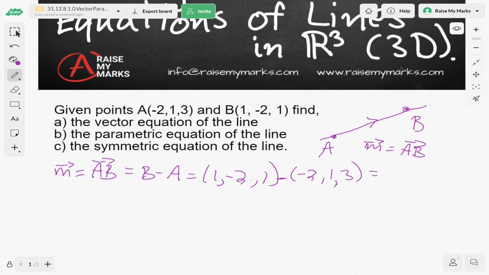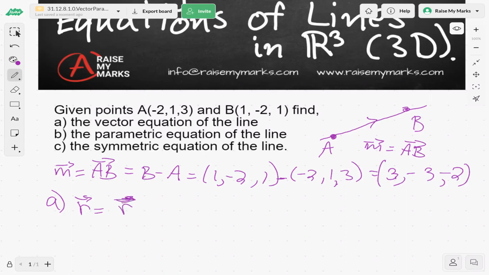Let's take this difference. So 1 minus -2 is 3. -2 minus 1 is -3. 1 minus 3 is -2. So this is our direction vector, 3, -3, -2. So let's start with part A, the vector equation of a line. So r equals some point on the line. So let's take the point A. So the corresponding position vector is OA.